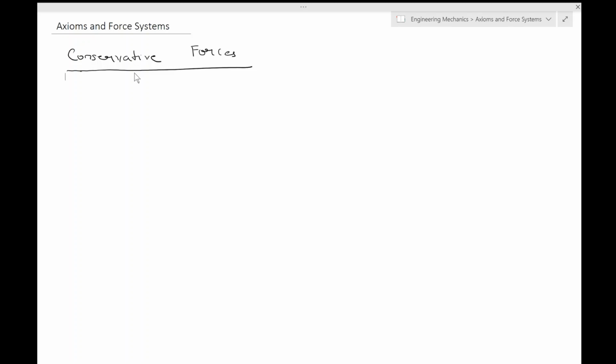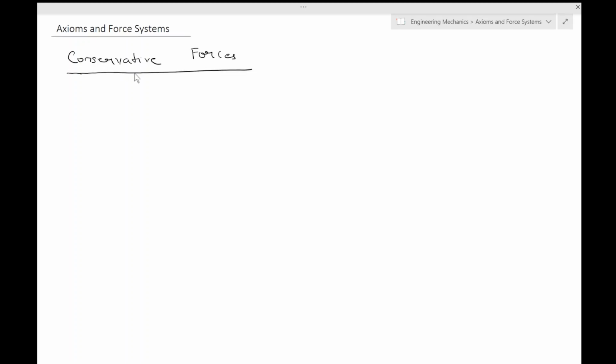So in this section we want to learn whether a given force is conservative or not. So let's try to define what conservative forces are.